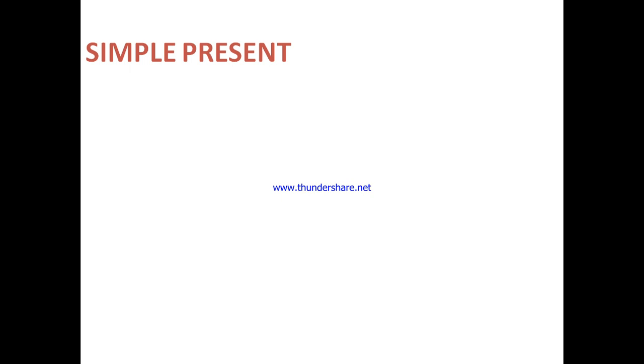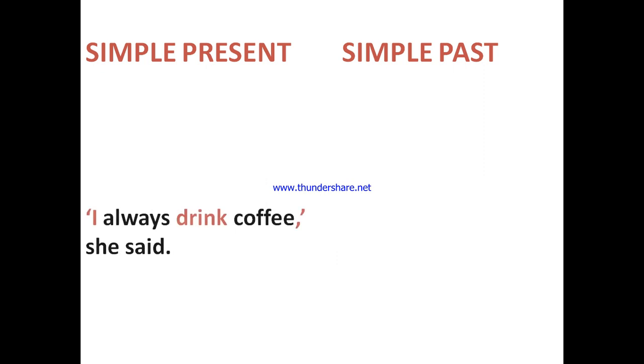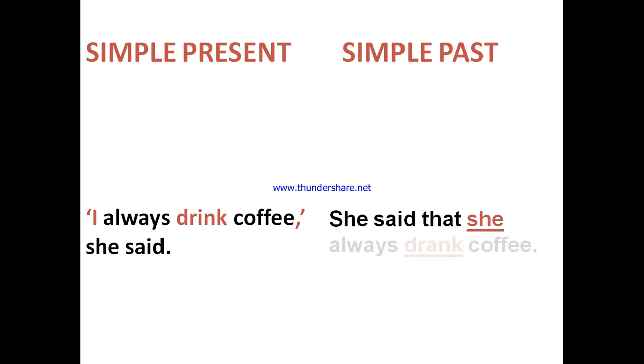So we have here a simple present in the direct speech, and we have the simple past in the reported speech. So let's see a sentence in the simple present. We have, I always drink coffee, she said. So the two things which will change in the simple past are, she said that she always drank coffee. So the sentence becomes in the simple past, she said that she always drank coffee.